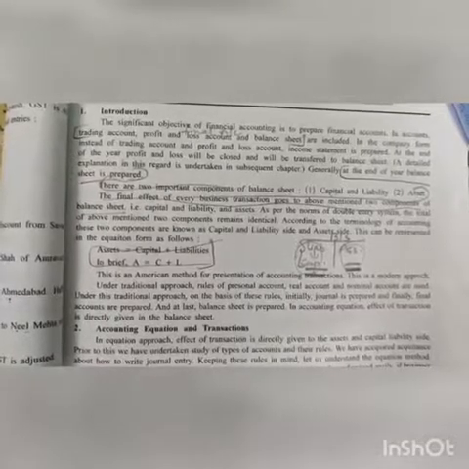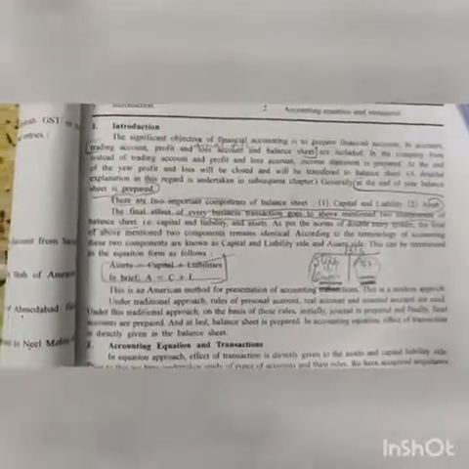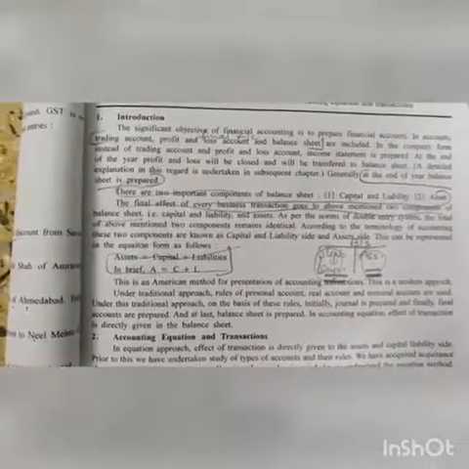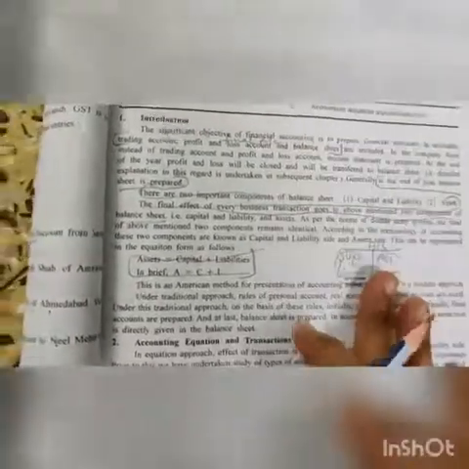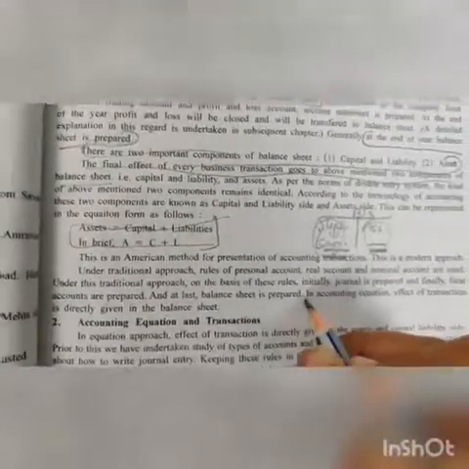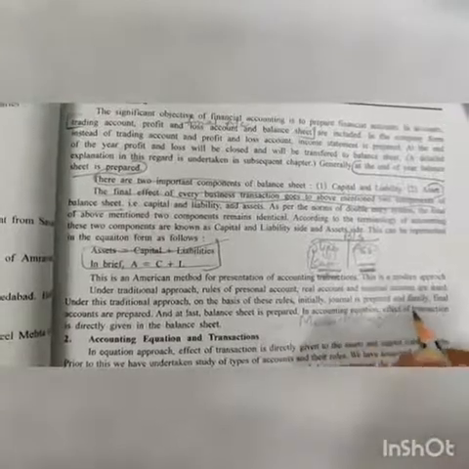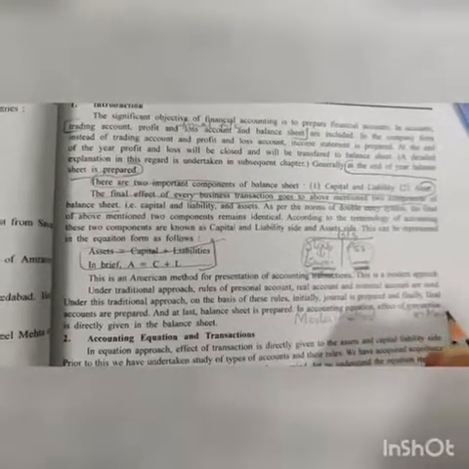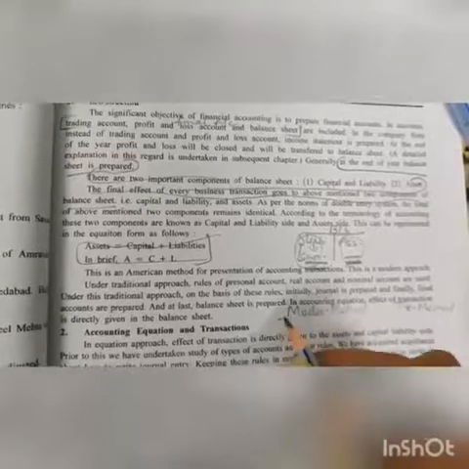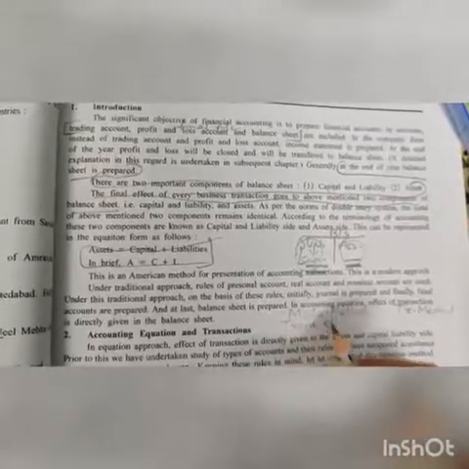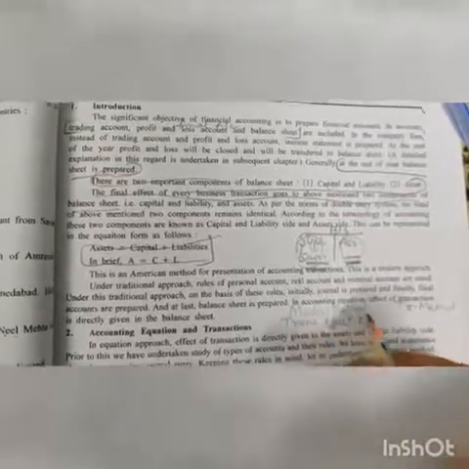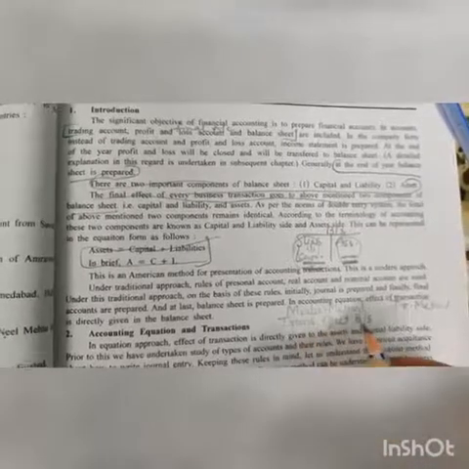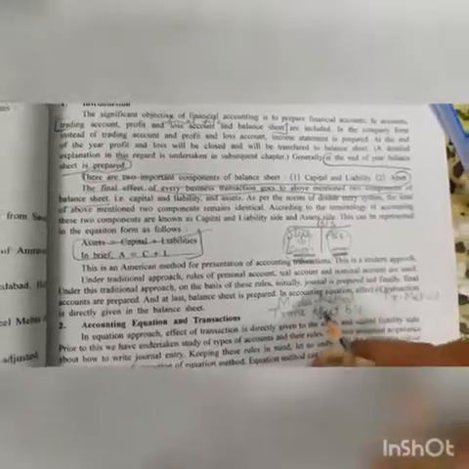In the accounting equation, the effect of a transaction is directly given in the balance sheet. In this particular chapter you are going to study that the effect of the transaction will directly go to the balance sheet, whereas in the traditional method it does not. So understand that there are two methods: one is the modern method and one is the traditional method. In the modern method, the effect of the transaction goes directly to the balance sheet, and this is an American method.